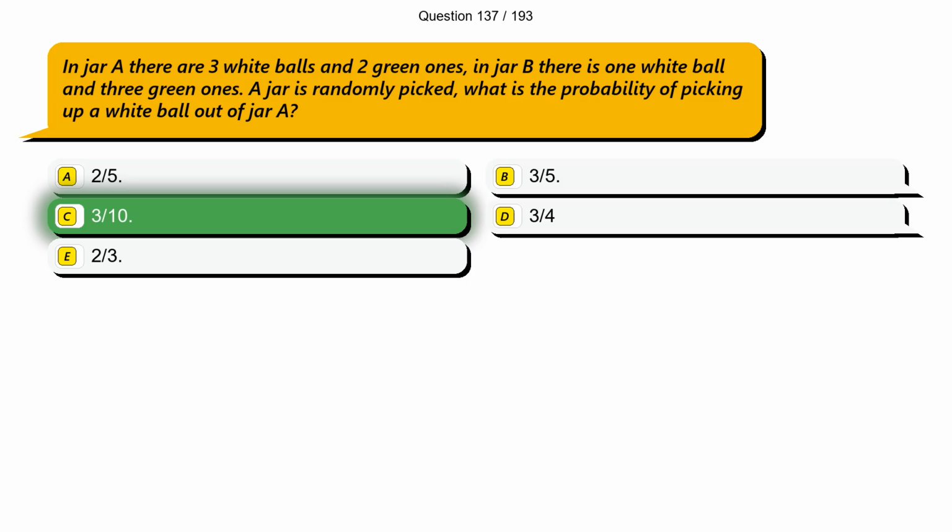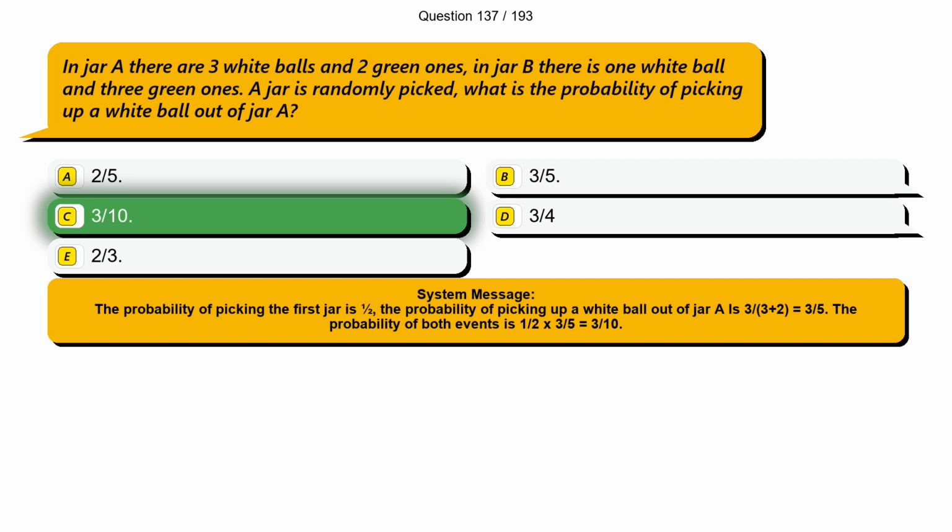The correct answer is option C, 3/10. The probability of picking the first jar is 1/2. The probability of picking up a white ball out of jar A is 3/(3+2) = 3/5. The probability of both events is 1/2 x 3/5 equals 3/10.